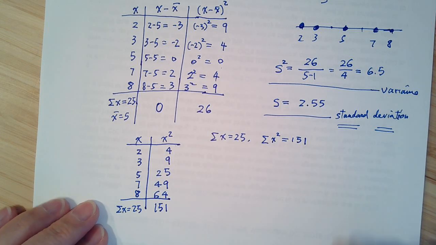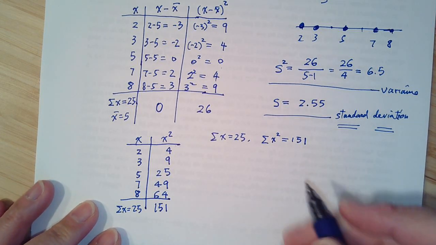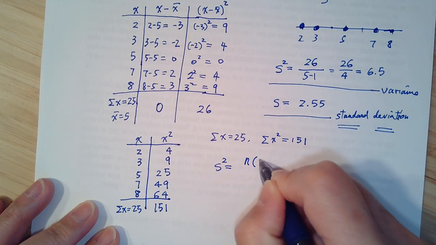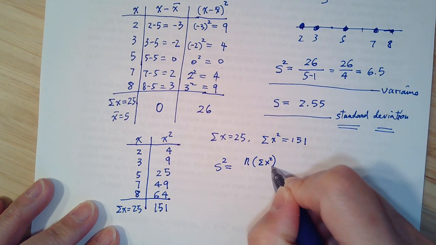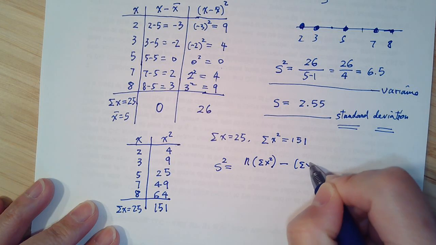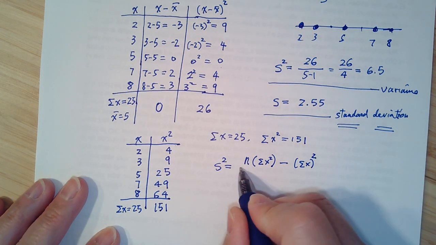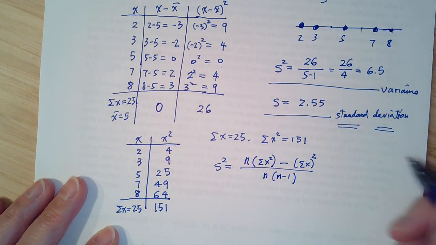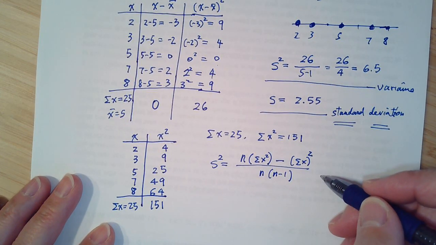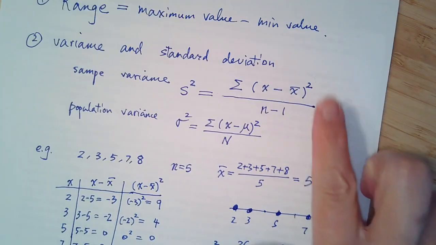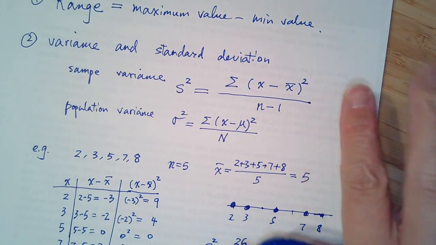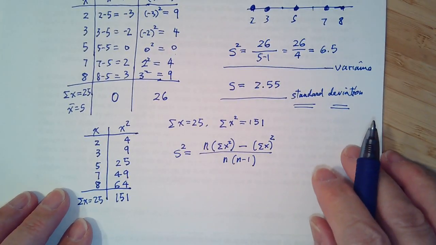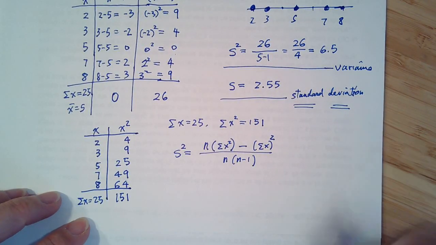Okay, now the shortcut formula looks like this: S squared equals n times the sigma of x squared, minus sigma of x, squared, over n times n minus 1. I don't know if you like to remember this formula. I still prefer you remember the original, because that tells you the general idea about how to get it. This one is just in terms of a calculation. It might be easier to do on the computer, if you do programming.